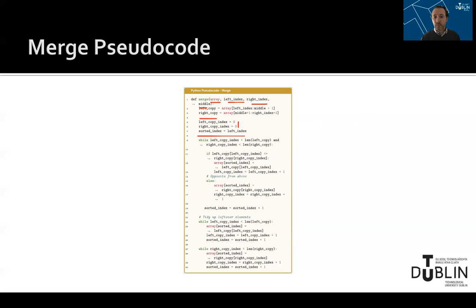So while the left index is less than the length, so as long as we haven't counted past the end of the array, we keep going. And so it keeps on checking.